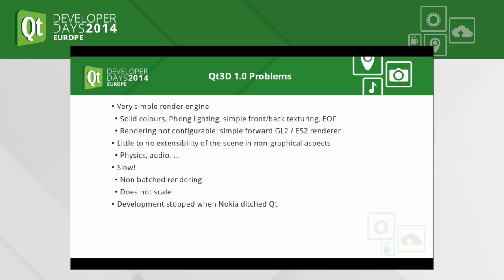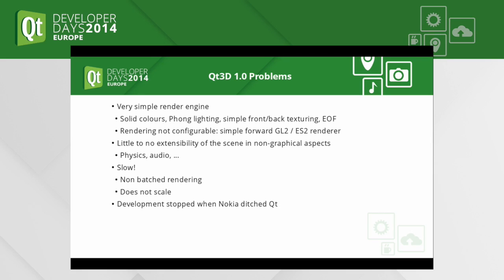It was simple and it would work everywhere on OpenGL 2 and OpenGL ES2, but it had some ways to configure it a little. I can hardly even remember what they are. And you couldn't extend the scene to do non-graphical things, which usually in a 3D scene there's a non-graphical component to what you're doing as well as the graphical component. So, for example, physics or audio simulation or other kinds of animation potentially.